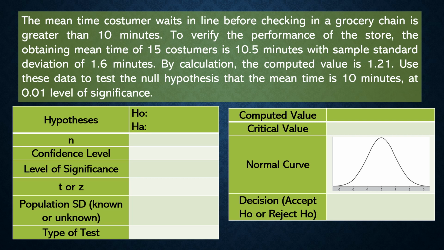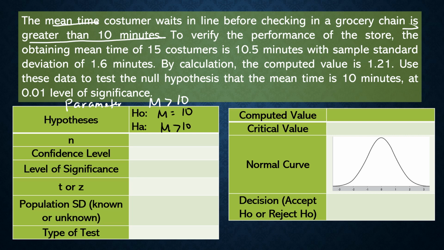So let's start with identifying the parameter. Our parameter is mean time is greater than 10 minutes. So we're going to have mu greater than 10. Now, in order for us to identify the hypotheses, just always remember for the null hypothesis, we have mu equals 10. For the alternative hypothesis, we have mu greater than 10. We will just simply copy the parameter.